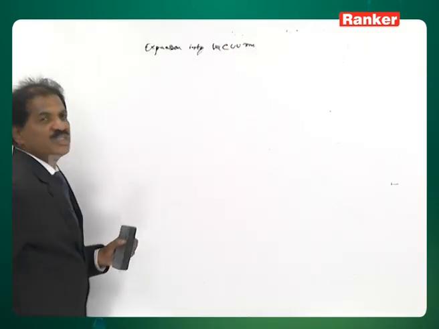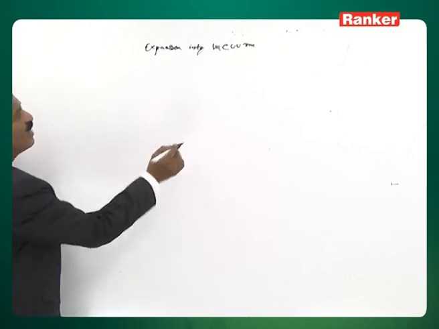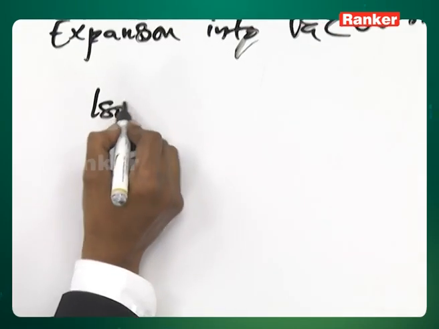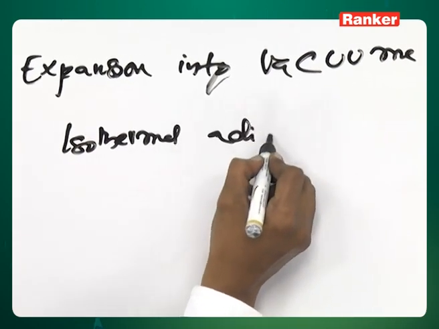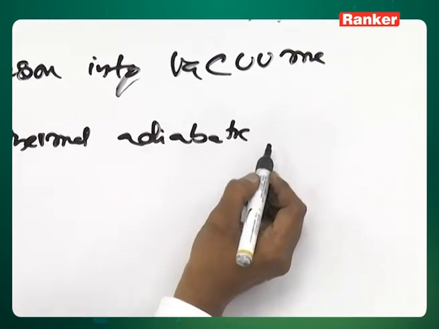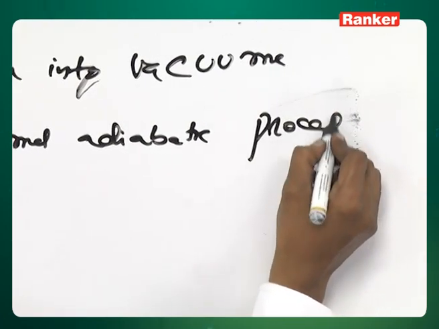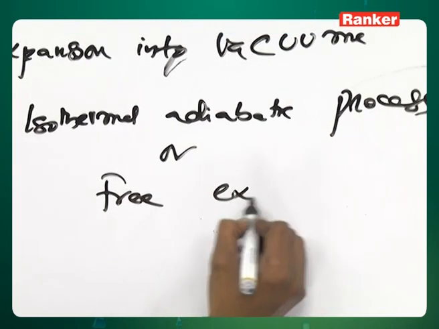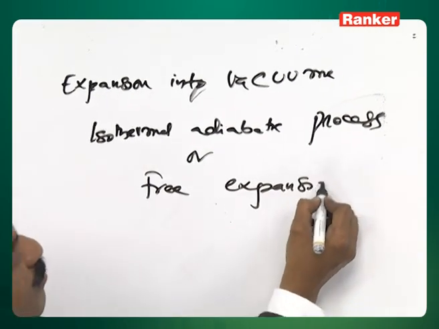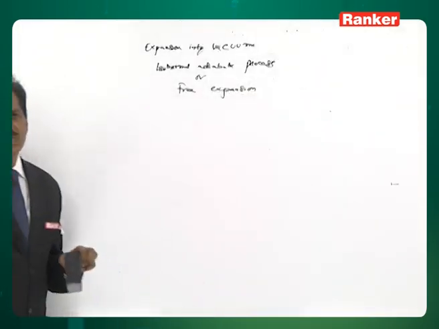This expansion into vacuum is also called the isothermal adiabatic process, or it is also called free expansion.